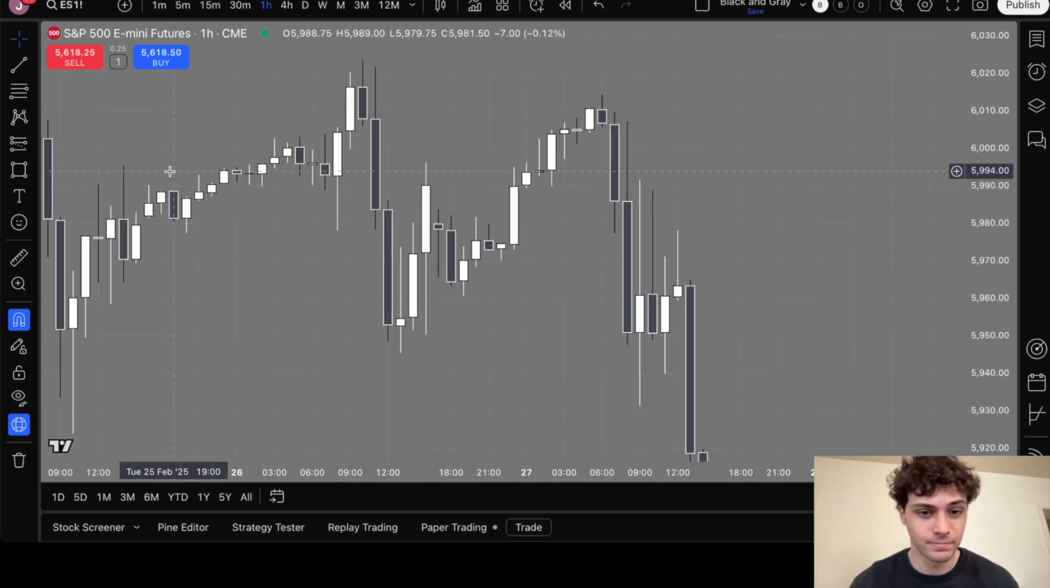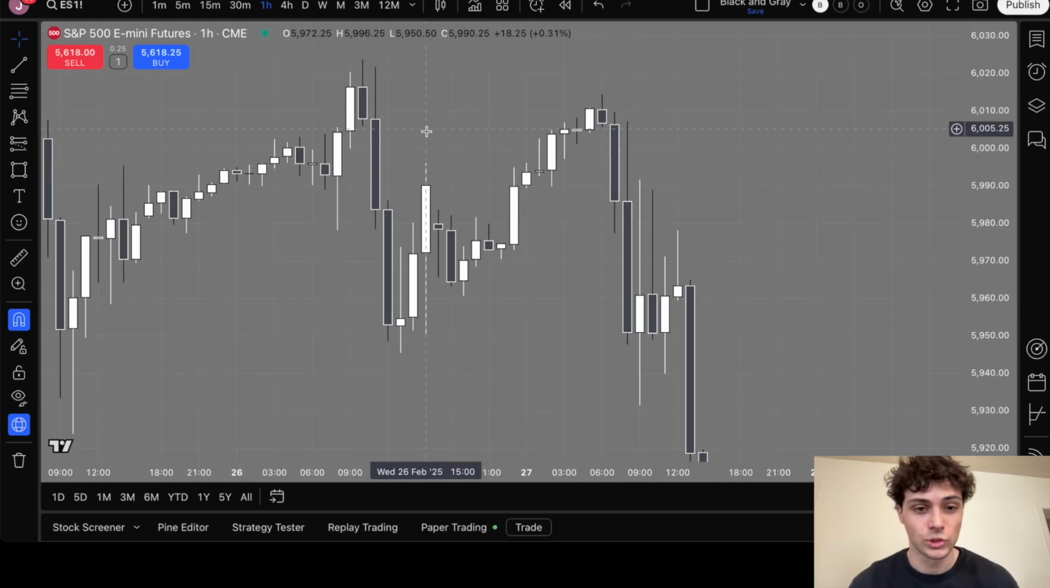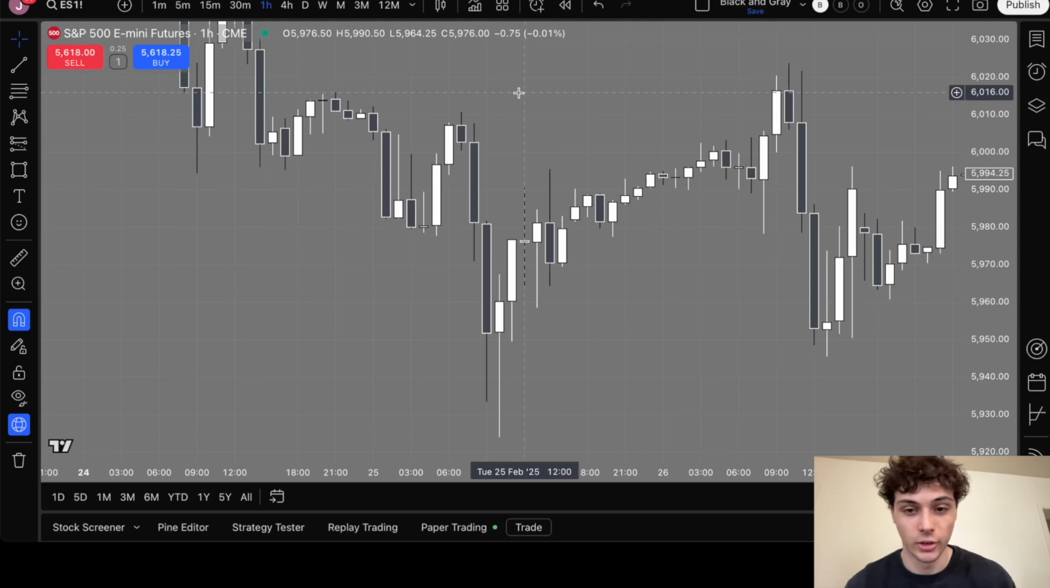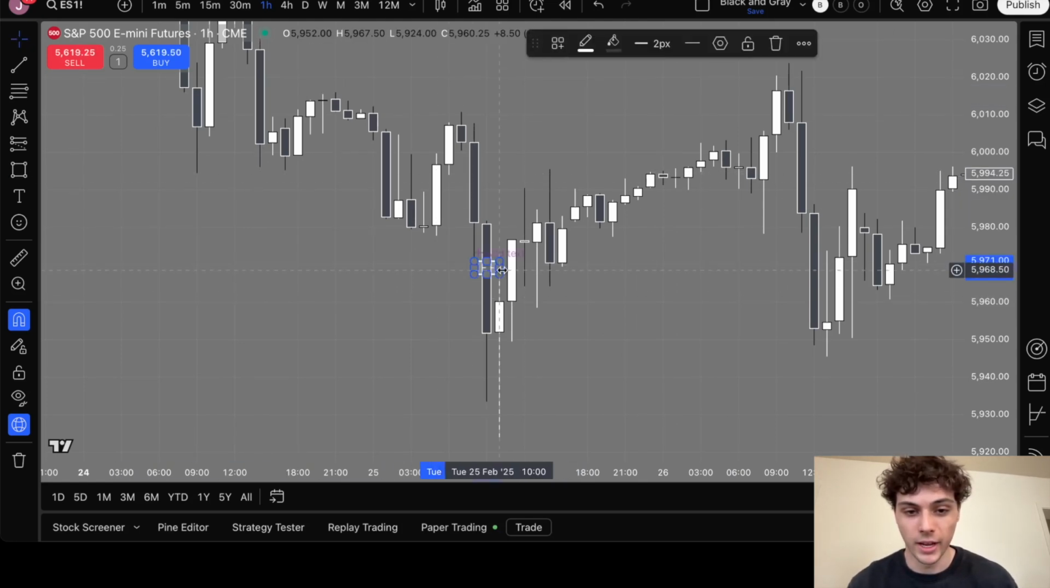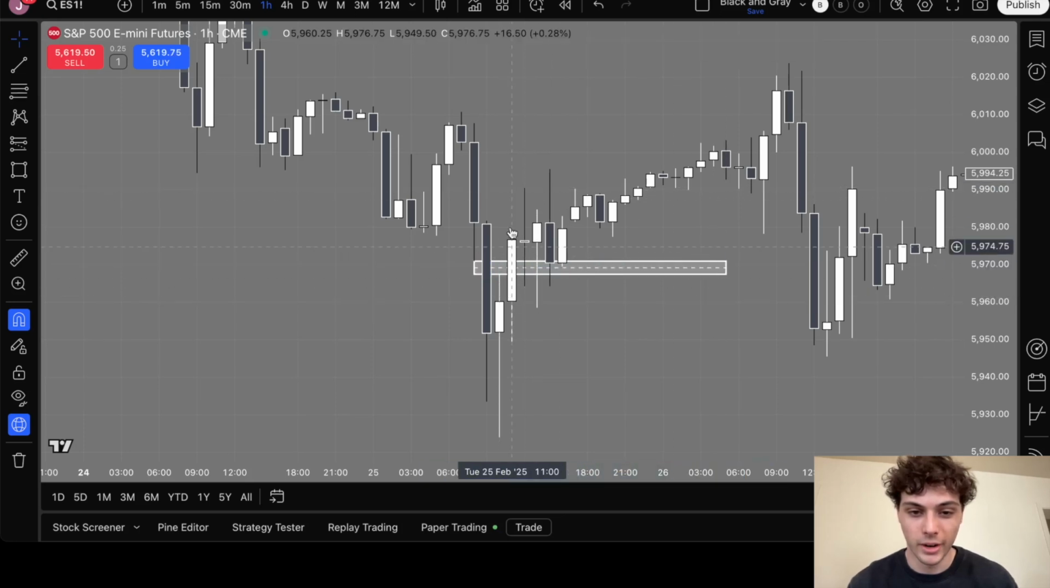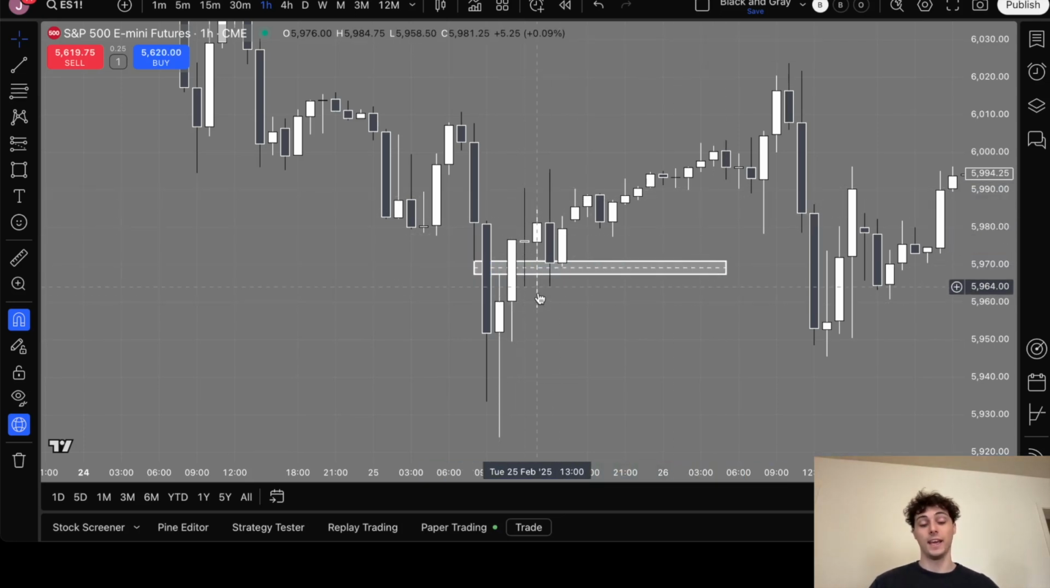Trying to find a good example again. Right here, another inverse fair value gap. Boom, price breaks it, price goes back into the fair value gap, and then keeps going higher.